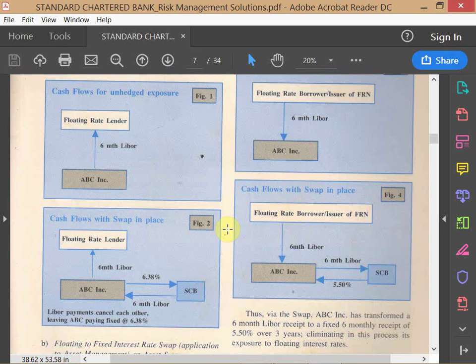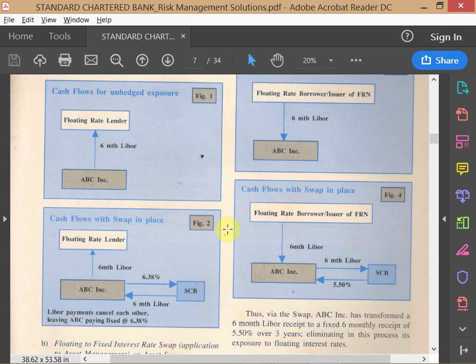Okay, alright, so figure 2. The additional transaction that you see between SCB and ABC is the interest rate swap. So make sure that you understand this important instrument, okay? Very high volume of interest rate swap transactions are done all over the world every year. This has almost become a commoditized product in the interest rate derivative markets. This is a derivative transaction.